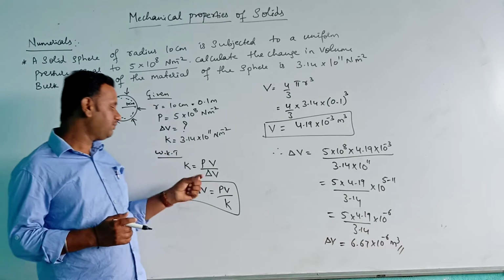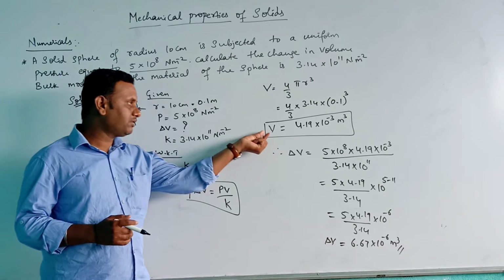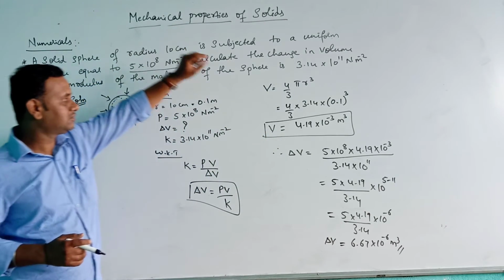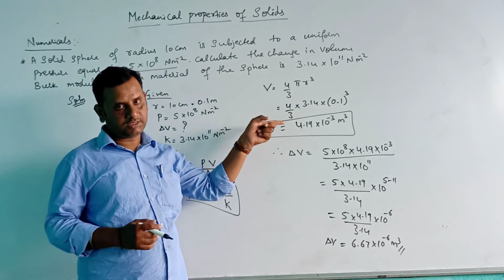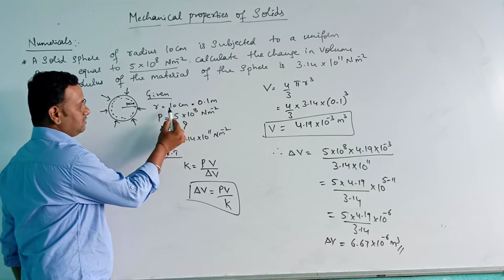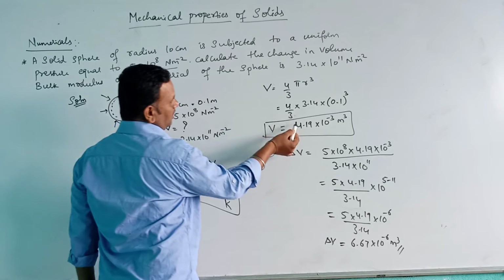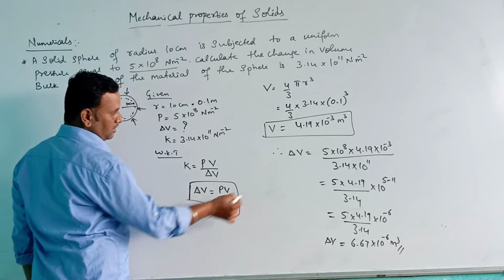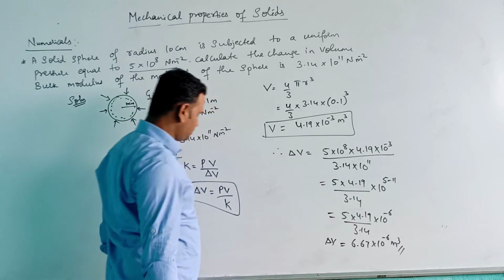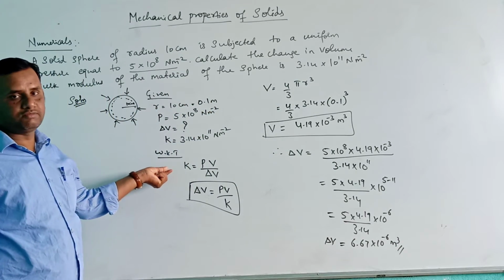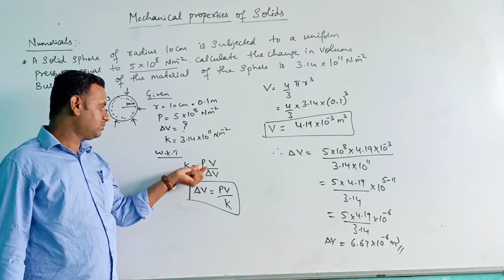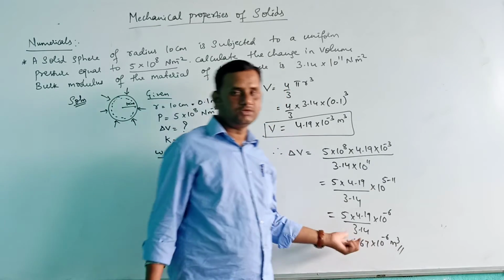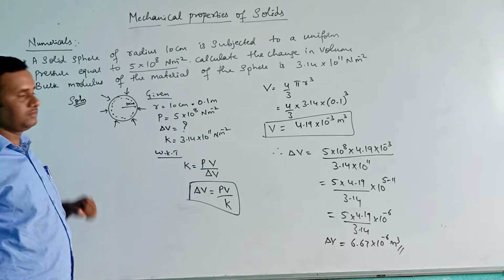So what we have done here: we calculated the original volume, because in the question he has not given the original volume of the sphere. Using the radius of the sphere, we can calculate the original volume. Then, using the definition of the bulk modulus, K equal to PV by delta V, we can calculate the change in volume. So this is the solution for this question.